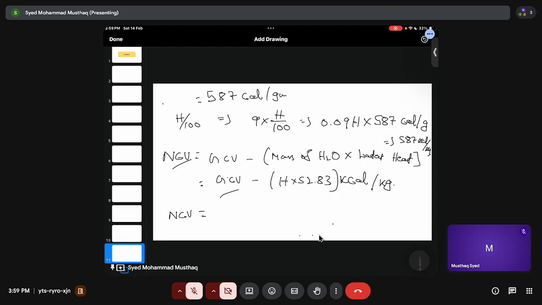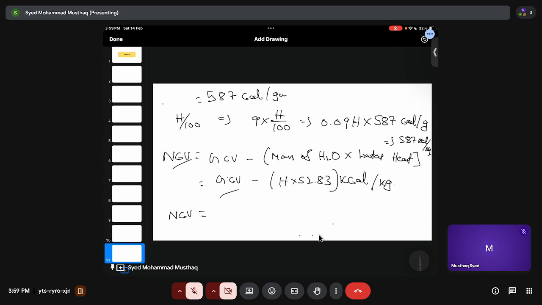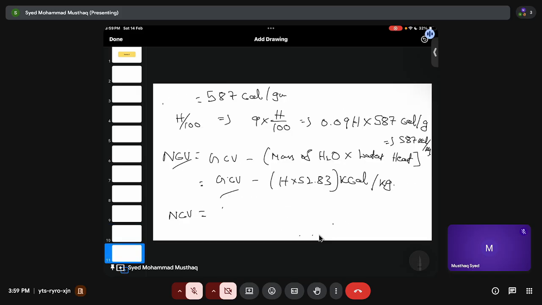So the actual value will be 1 by 100. Let's divide it by 100 now itself. 80.8 times the percentage of carbon in coal, that is 76. Because I have divided by 100, now we can directly write 76 instead of writing 0.76.